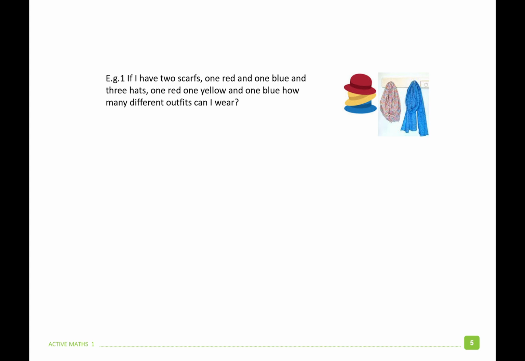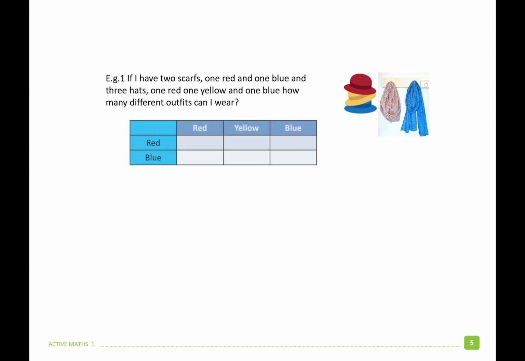Let's have another look at our two-way tables. I have 2 scarves, one red and one blue, and I have 3 hats, one red, one yellow, and one blue. How many different outcomes can I wear? We will use a two-way table to find all of our different possible outcomes.